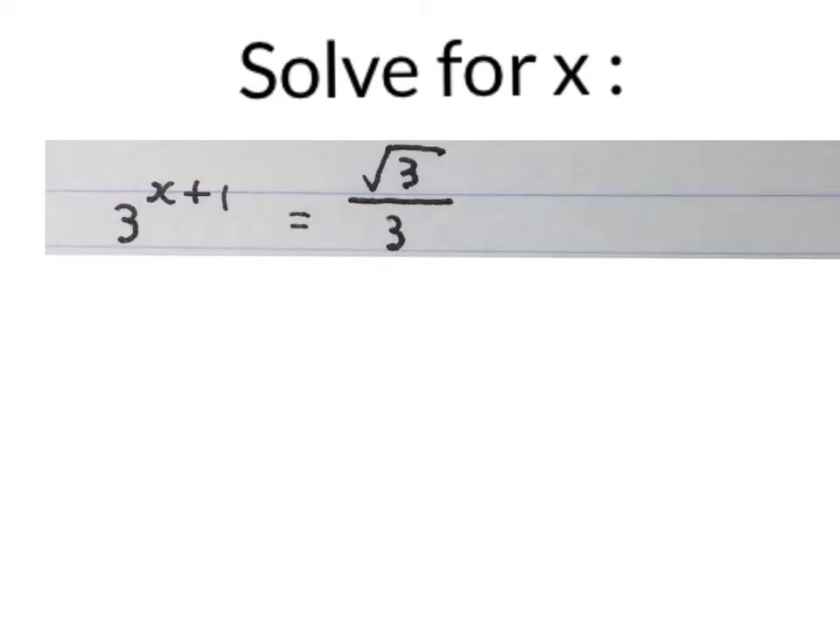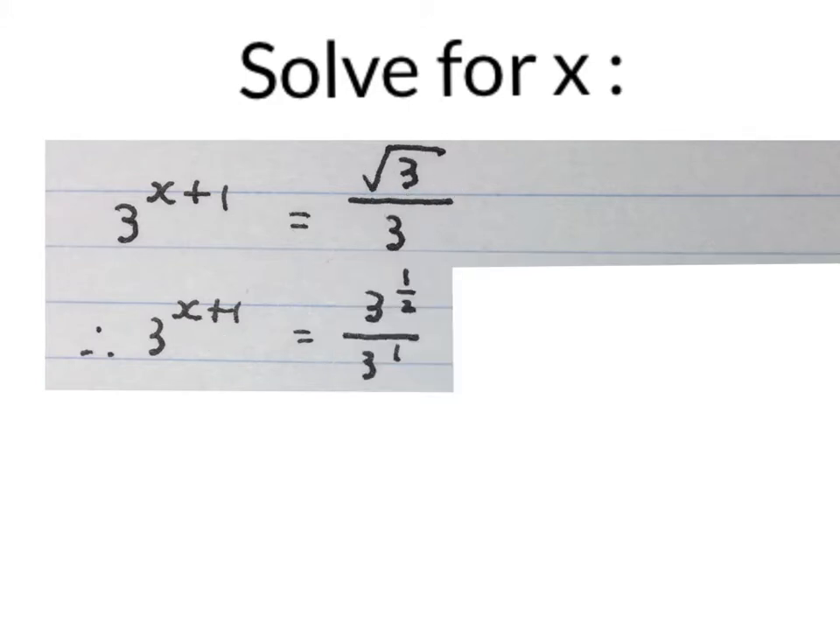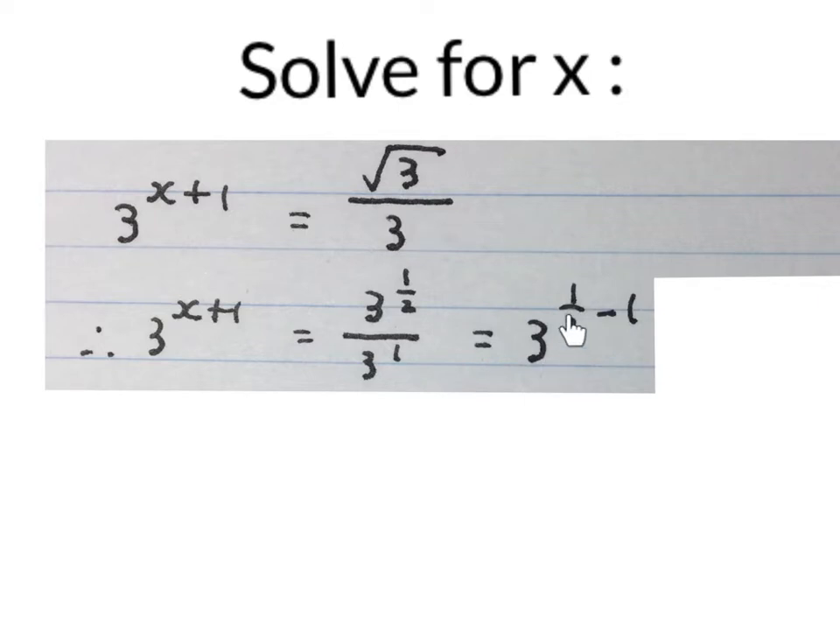The next equation looks like this. We have to solve for x. Convert this to exponents. Keep the left-hand side. The square root of 3 can be written as 3 to the power of a half. And that 3 has an exponent as 1. Because the bases are the same and I'm dividing, I will minus the exponents. That'll give me 3 to the power of a half minus 1. Then the right hand becomes 3 to the power of minus a half.